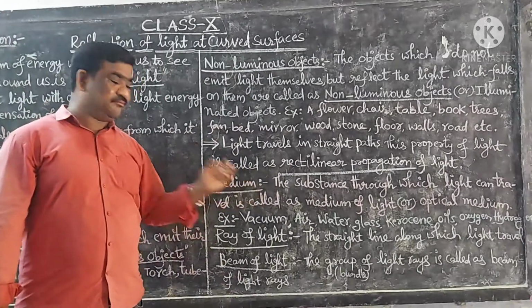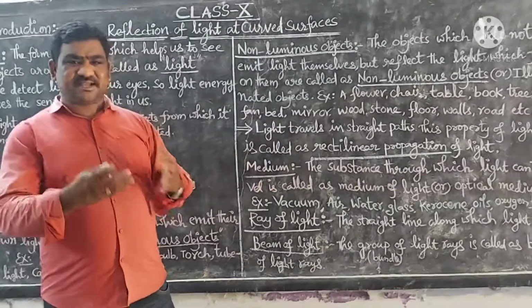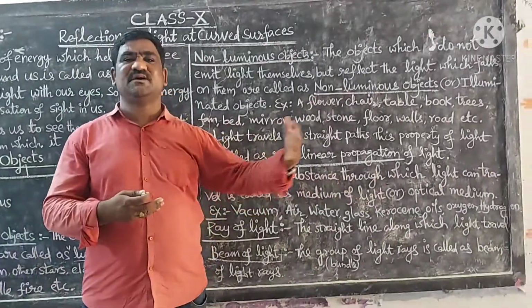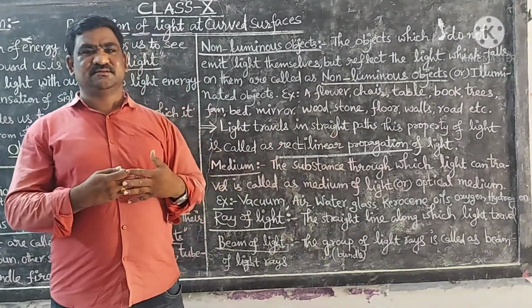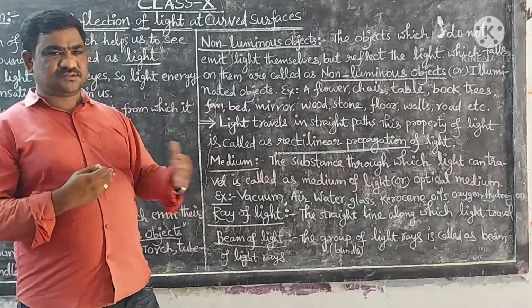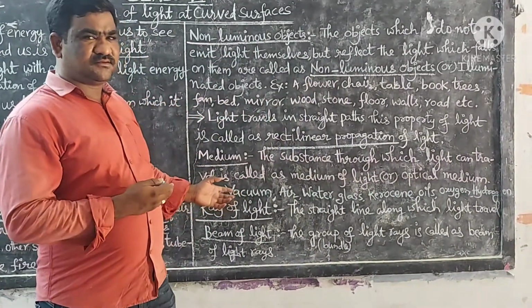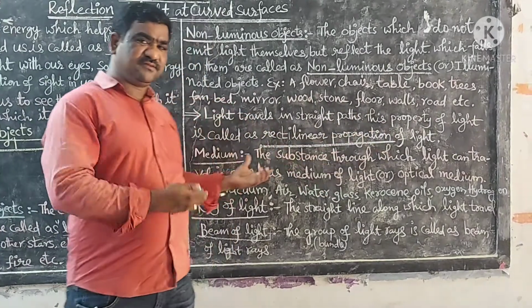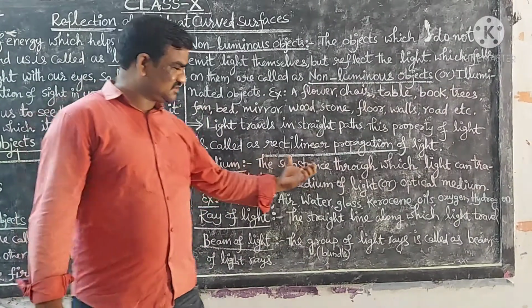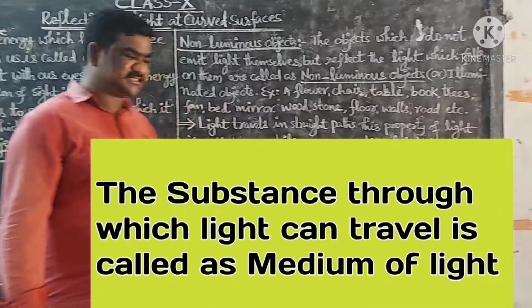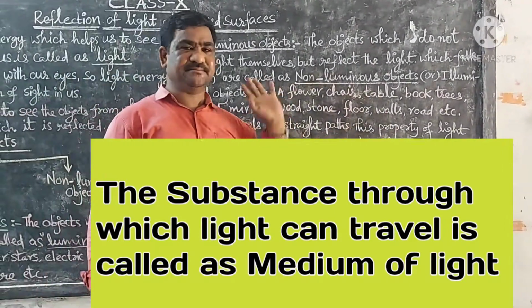So next, medium. Light can pass through some objects only. Light does not pass through some objects. The substances or objects through which light can travel are called media of light. Here, medium of light. Medium means it is a single substance. So the substance through which light can travel is called a medium of light or optical medium.